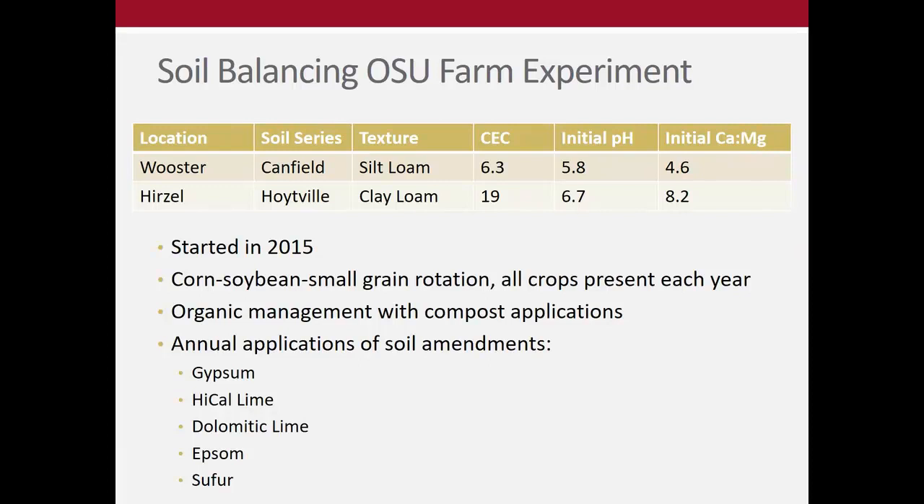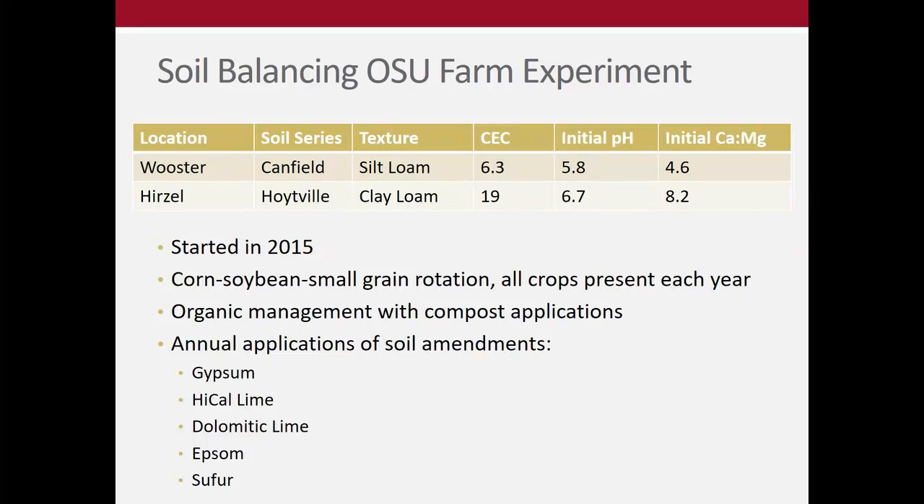And then the treatments that we applied included gypsum and high-cal lime, so these are the 2 big ones we hear about in soil balancing. We also included a few other amendments in an effort to develop some big differences between the different treatments. So we applied dolomitic lime to some of our plots, and dolomitic lime is just a higher magnesium liming material. We also applied Epsom salt. Epsom is magnesium sulfate, so that's really just a direct source of magnesium.